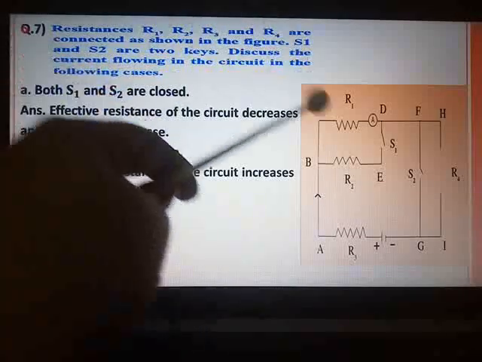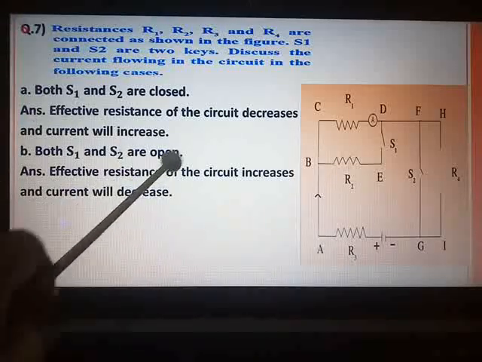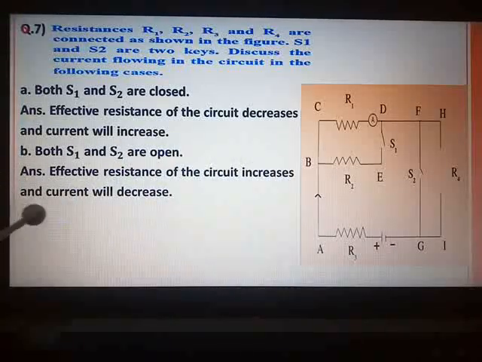Second case, if both S1 and S2 are open, exactly opposite, the effective resistance of the circuit will increase and so the current will decrease. See, such very simple answers. Third one, it is homework.